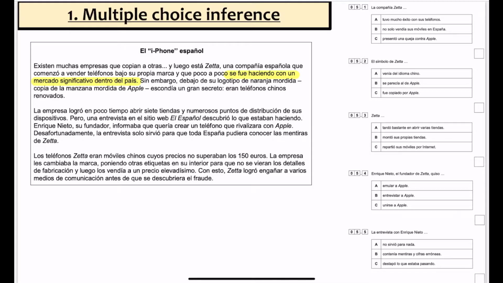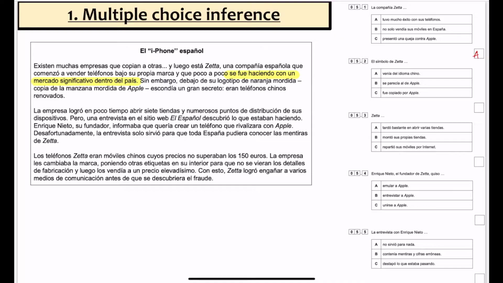And presentó una queja contra Apple. If we read on a little bit further, sin embargo, debajo de su logotipo de naranja mordida, copia la manzana mordida de Apple. So it's not talking about a complaint against Apple. It's talking about its logo. So the answer, therefore, must be A. I'm going to go for the next question now.